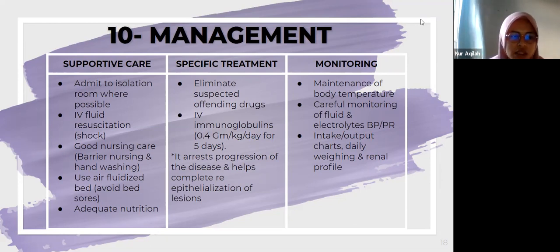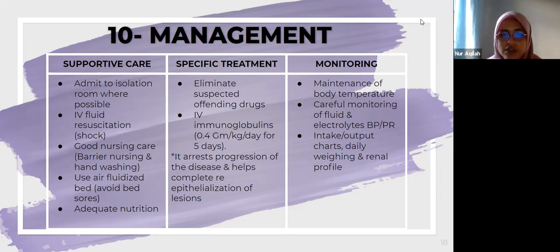And then if possible, we can use an air fluidized bed, particularly if the patient has a lesion at their back area, to avoid bad sores due to pressure. Okay, and then we need to also give adequate nutrition parenterally.